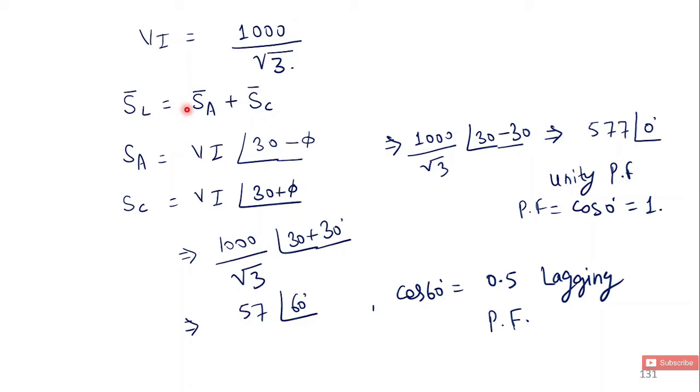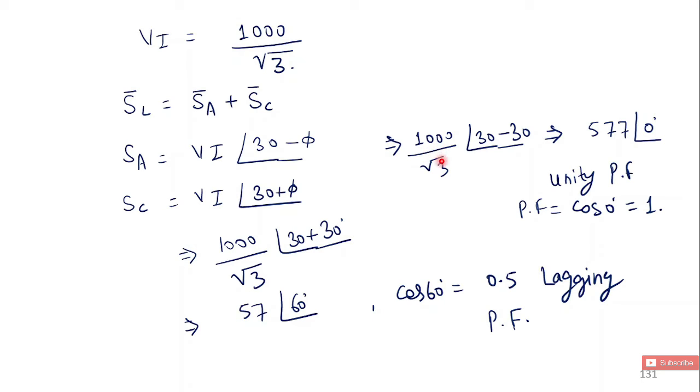SL equals this load kVA, supplied by the two transformers of the open delta connection, SA and SC. So SA equals VI at an angle 30 minus phi. I have already explained how I calculated SA and SC, so you can just go through that lecture. I will provide you the link of that lecture. So SA equals VI at an angle 30 minus phi, phi is 30 degrees, and SC equals VI at an angle 30 plus phi.